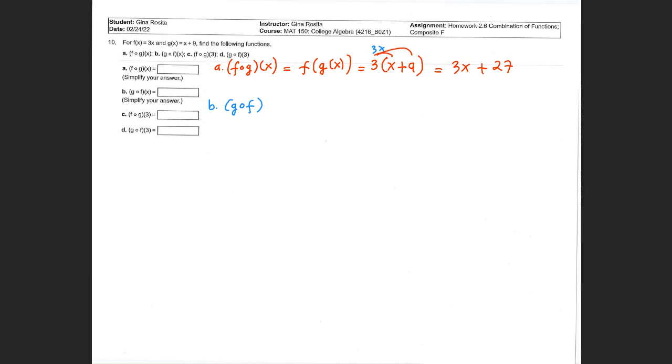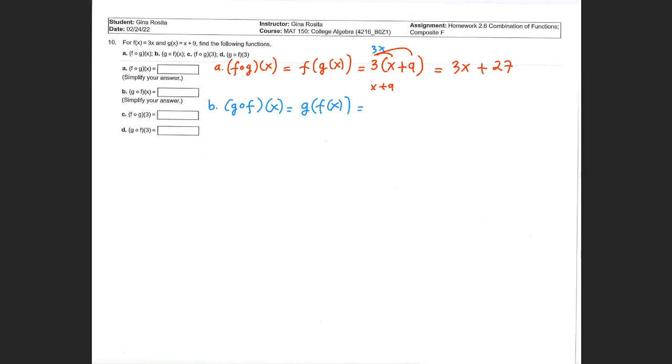G composed with f of x. What's the meaning? G of f of x. What function is G? Look at function G over there: it is x plus 9. I write x plus 9 on the top.